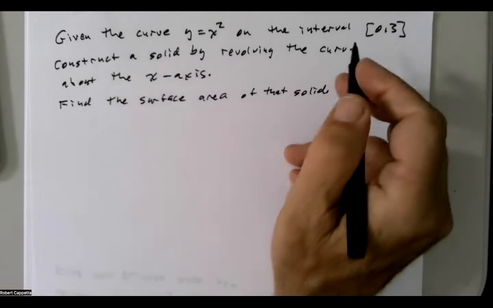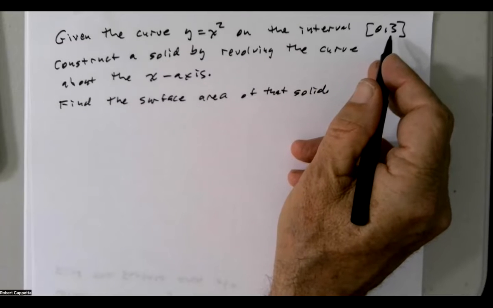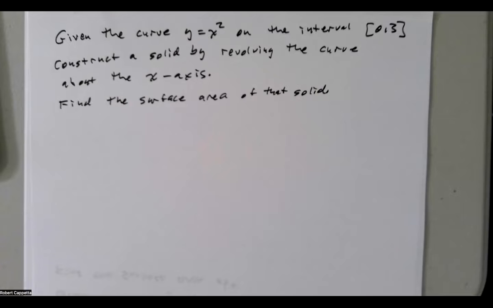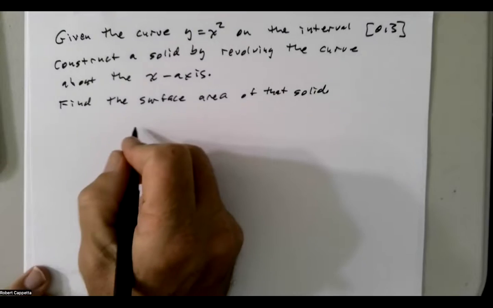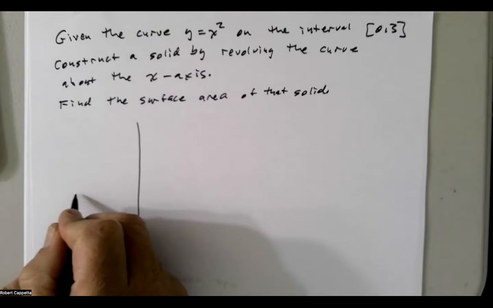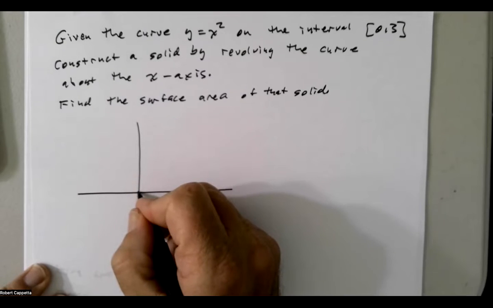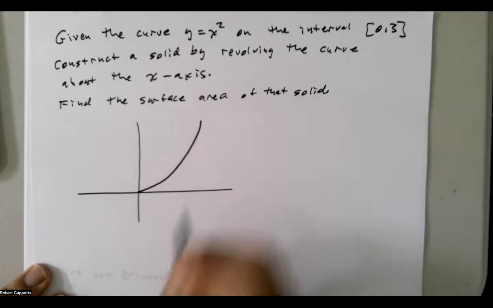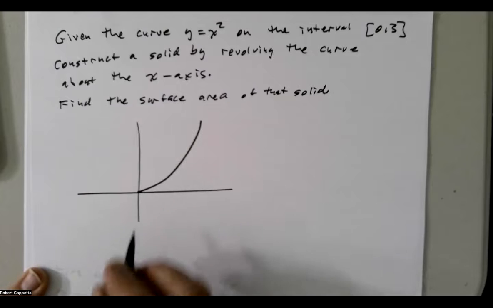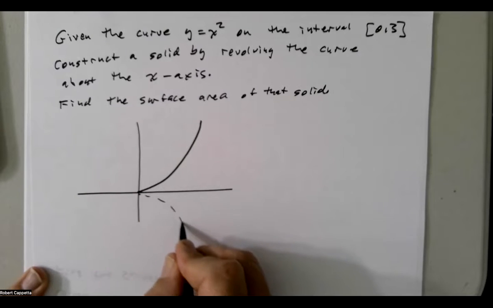Given the curve y equals x squared on the interval from 0 to 3, construct a solid by revolving that curve about the x-axis and find the surface area of that solid. So let's take a look at our picture. What will that look like? Looks like this from 0 to 3. We're wrapping it around the x-axis.